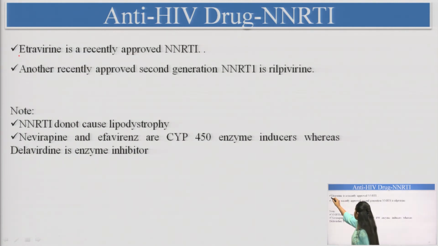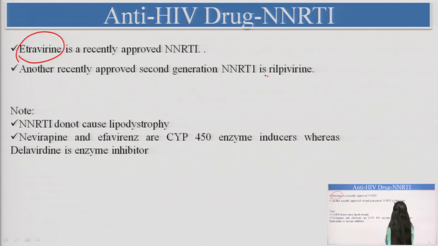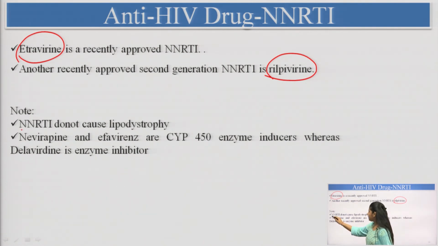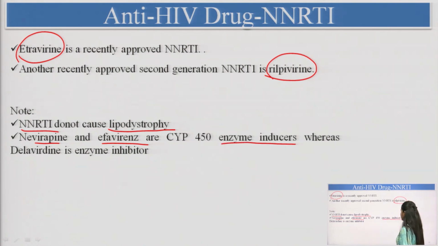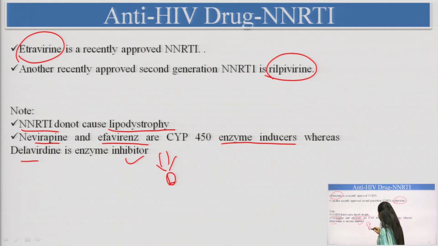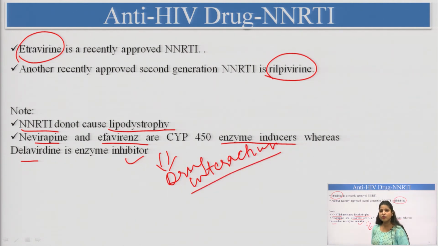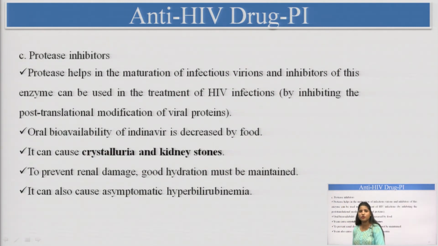Now, there are other drugs like etravirine and rilpivirine, which are also used. We have one advantage here with the NNRTIs: they do not cause lipodystrophy, which is caused by the NRTIs. Nevirapine and efavirenz are enzyme inducers, whereas delavirdine is an enzyme inhibitor. So there are chances of drug interaction with this category of drugs, because of their activity to either increase or decrease the levels of enzymes. So we have to take precautions while prescribing these types of combinations.